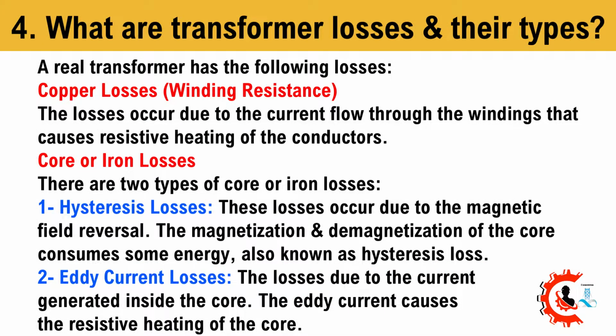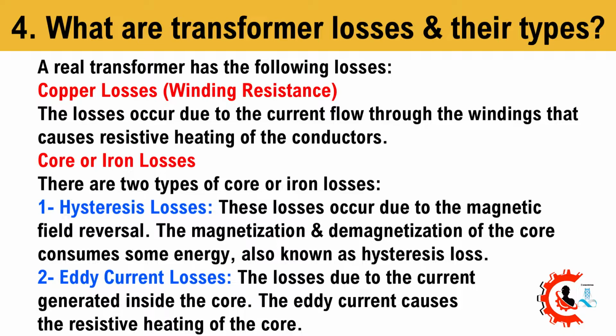4. What are transformer losses and their types? A real transformer has the following losses. Copper losses, winding resistance. The losses occur due to the current flow through the windings that causes resistive heating of the conductors. Core or iron losses.